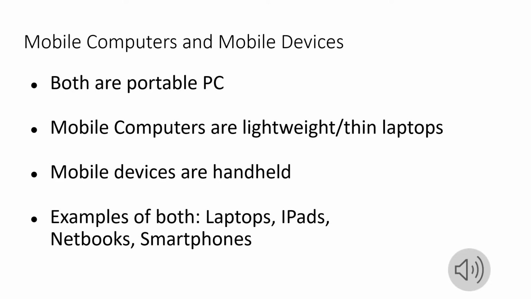Mobile computers and mobile devices. Both mobile computers and mobile devices are portable PCs, which are PCs that can be taken from place to place. Mobile computers are lightweight, thin, and can sit in your lap, also known as laptops. Mobile devices are computing devices that are small enough to be held in your hands. Examples of mobile computers and mobile devices are laptops, iPads, netbooks, and smartphones.